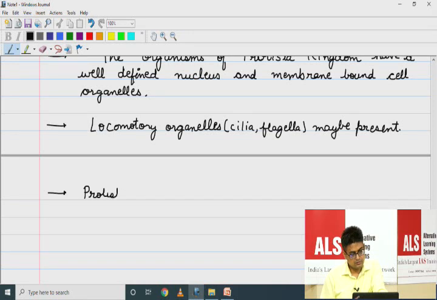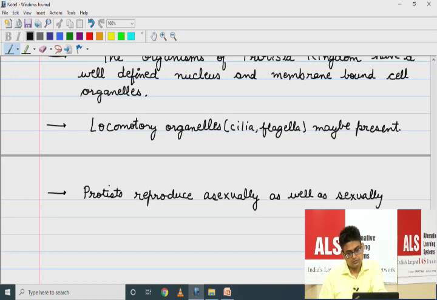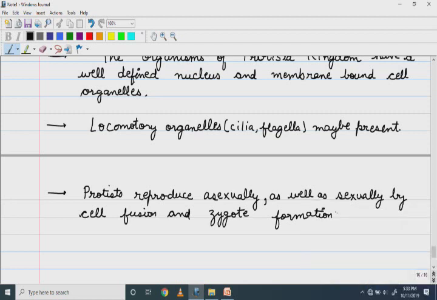Protists reproduce asexually as well as sexually, by cell fusion and zygote formation. This is sexual reproduction and zygote formation. Zygote does not form in asexual reproduction.